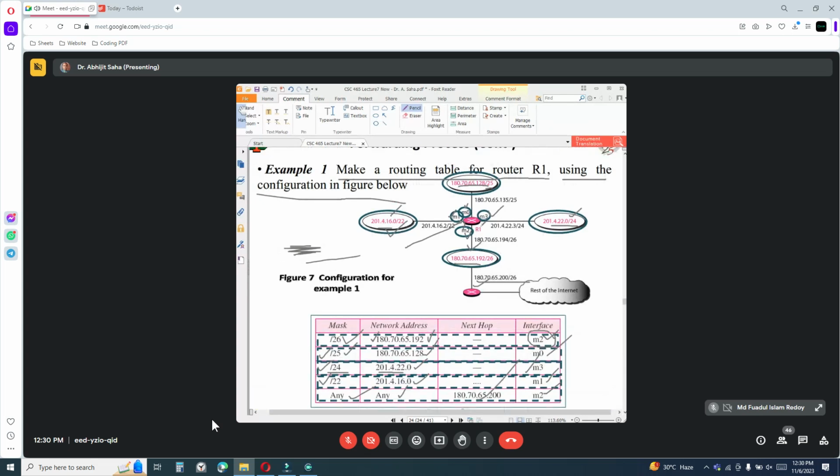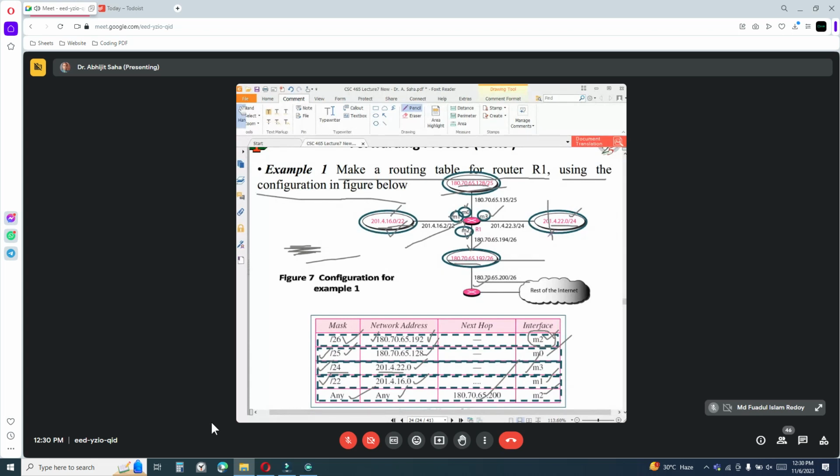Because router one can reach these four networks directly. Router one knows about these four networks. This one and this one are directly connected with the router, right? So the router knows about these networks. If it knows about the networks, that means they are directly connected. These networks are directly connected to R1. So there is no need for the next hop. It can easily reach the network directly.